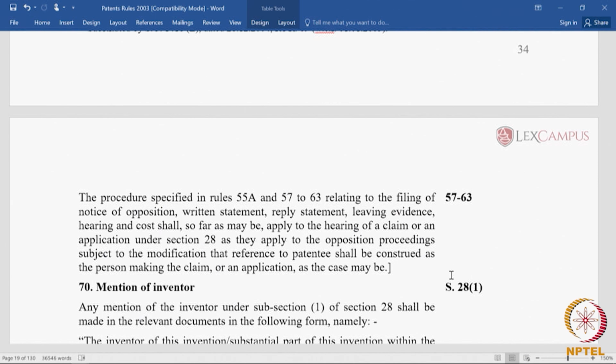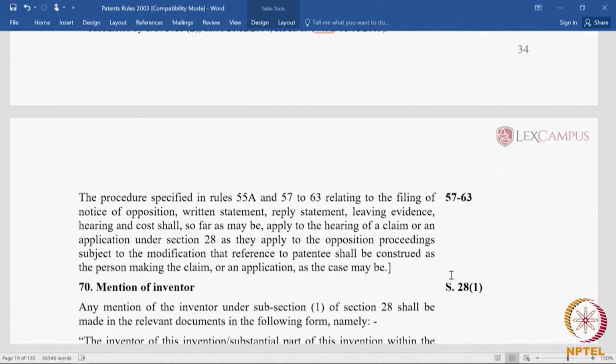So, all the sequence that we saw in post grant opposition will apply not only for Rule 69, that is a proceeding under 28, but it will also apply for various other proceedings like surrender, for instance compulsory licensing. So, understand that wherever there are two parties, one party being the patentee and a third party, any proceeding involving a patentee and a third party or an applicant and a third party, the procedure to be followed will be the procedure for post grant opposition.